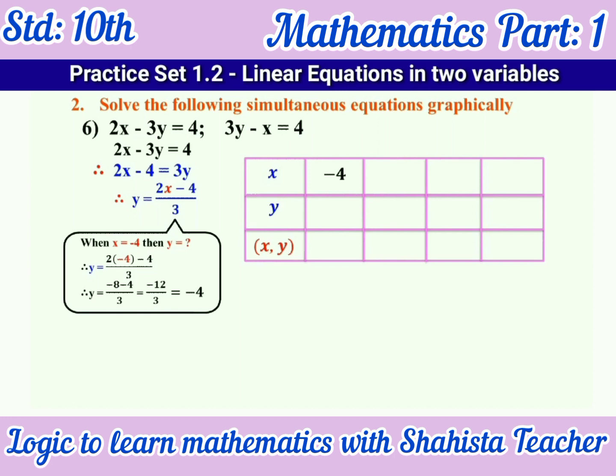So here we have calculated y is minus 4. So here x comma y is minus 4, minus 4. X is minus 4 and y is also minus 4. So minus 4, minus 4. When x is equal to minus 1, then y is equal to question mark.